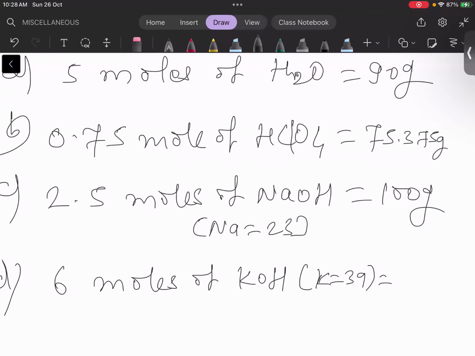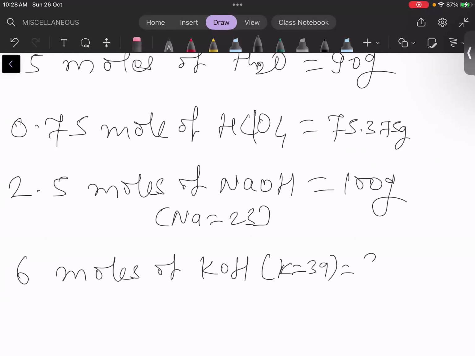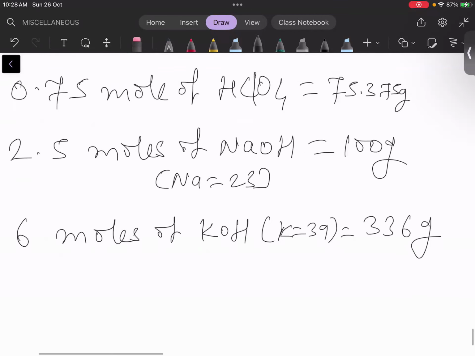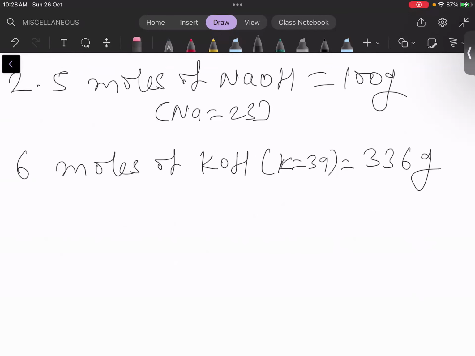KOH 39 plus 17, 56 into 6. How much you said? 336 gram. Correct. Is there any doubt to anybody? No, sir. The girl who asked the mole concept, is there any doubt to you? No, sir. Okay, understood everything? Yes. Okay, let's do some more exercise.